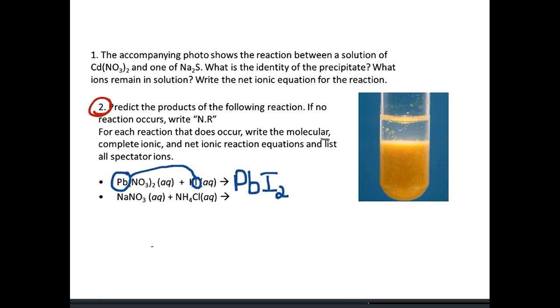Lead combines with iodide to form lead 2 iodide. Now here, I know that lead is lead 2 because there are 2 nitrates for every 1 lead ion. And so I know this is lead plus 2 ion, which means I need 2 iodides to balance that out. So it's PbI2. And then the potassium on the right-hand side combines with nitrate on the left-hand side in a 1-to-1 fashion, KNO3.